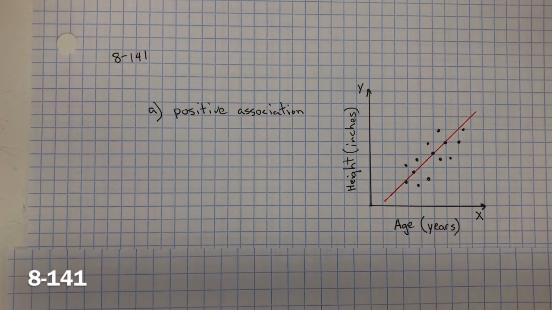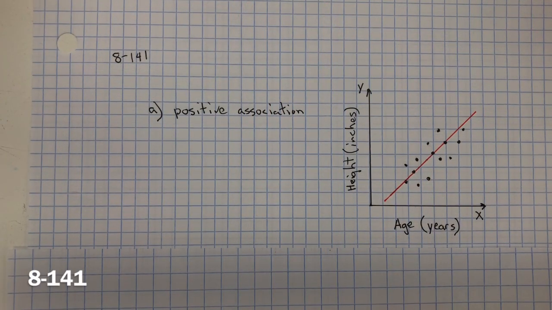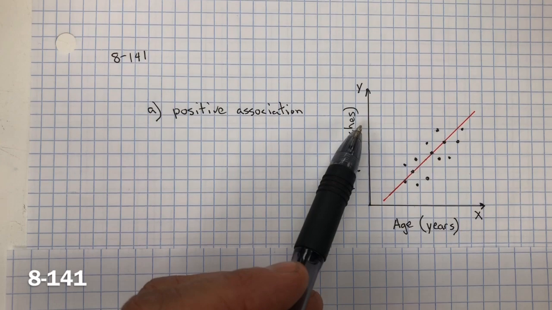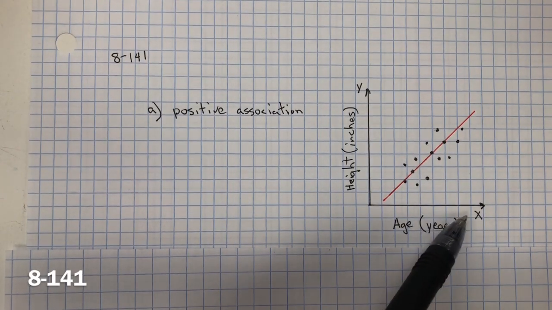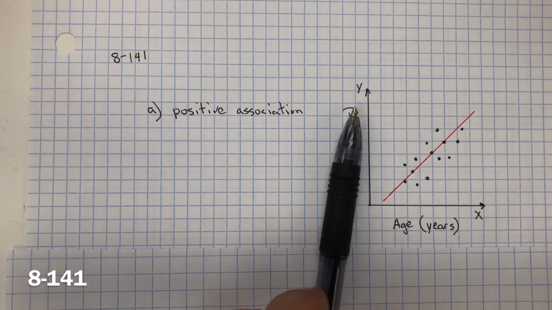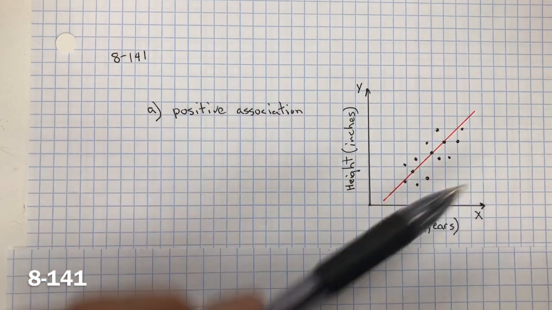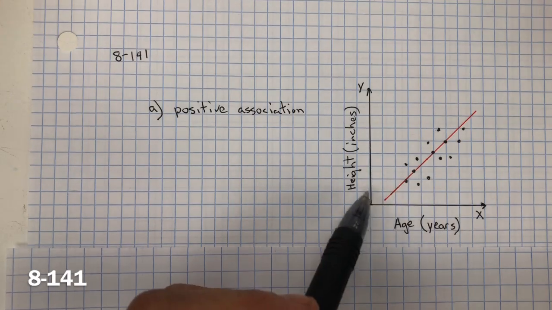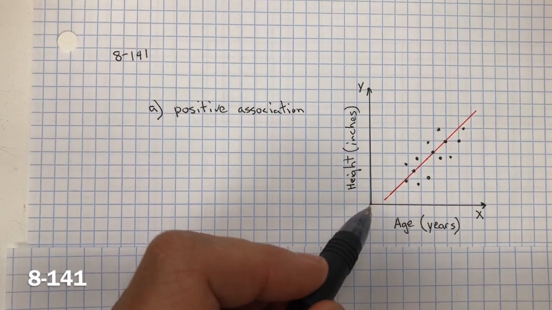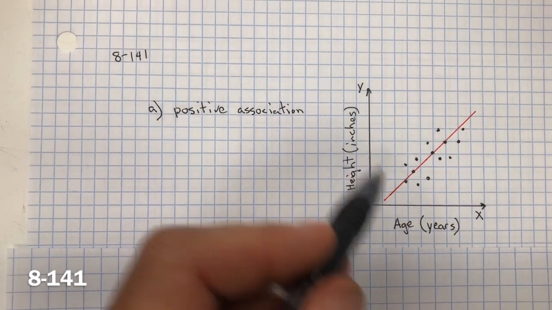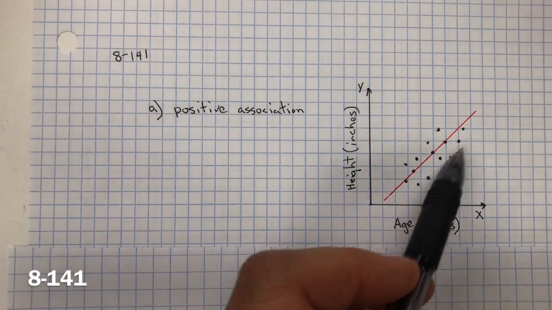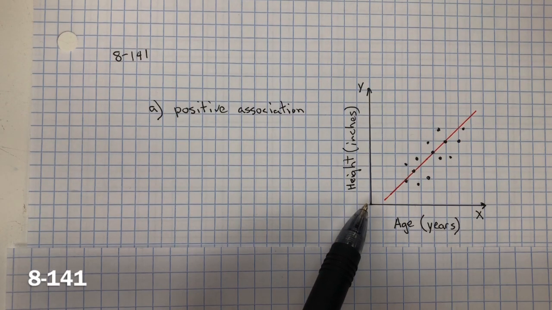For problem 141, what kind of association does the scatter plot have? Well, you can see that as the height increases, the age increases. And the height is dependent on the age. The younger you are, the shorter you are. So we can see that since as the height increases, the age increases, they're both positive. That means we have a positive association.